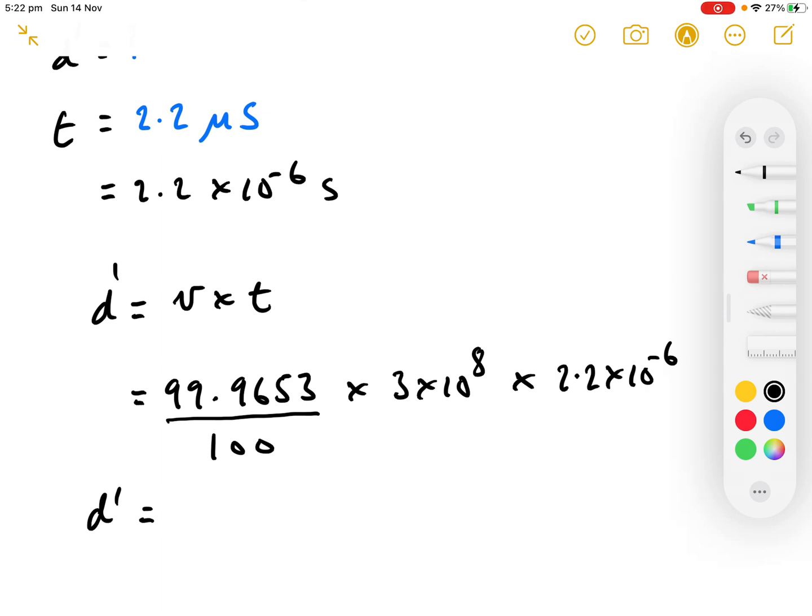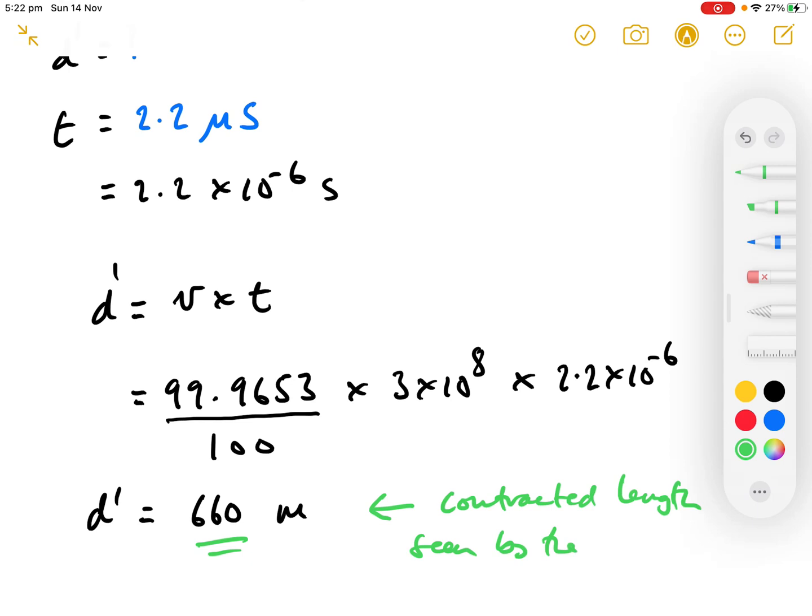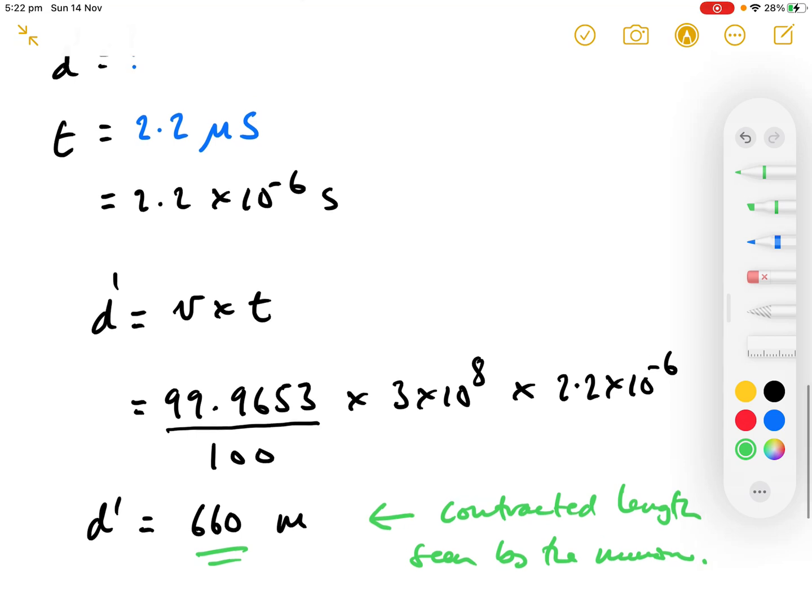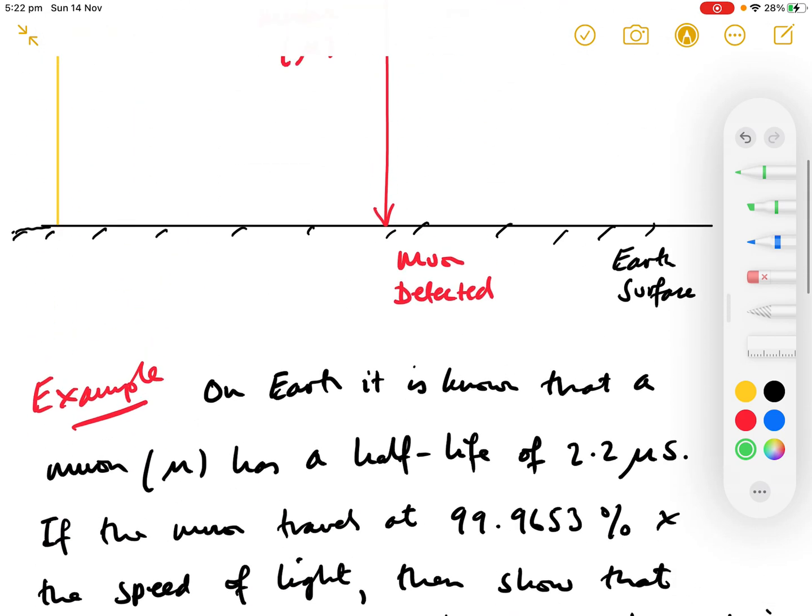Now when you do that, then the contracted length d dash that the muon thinks it's travelled is 660 meters. So that is the contracted length seen by the muon.